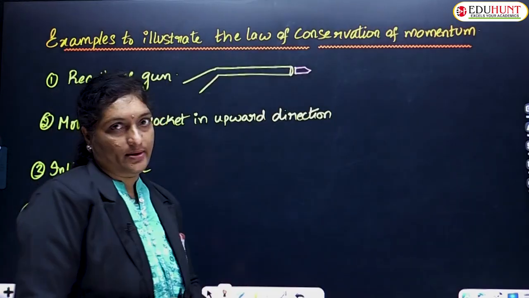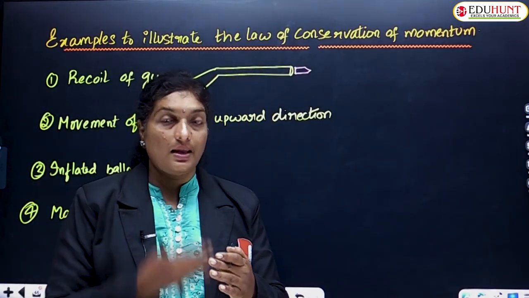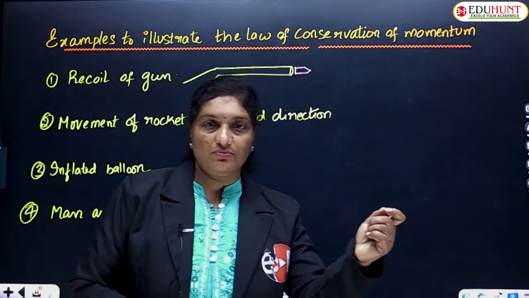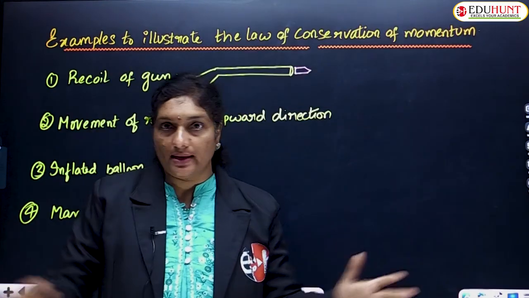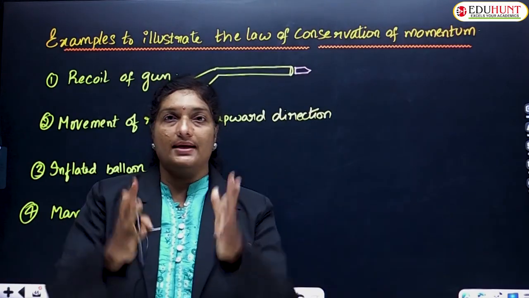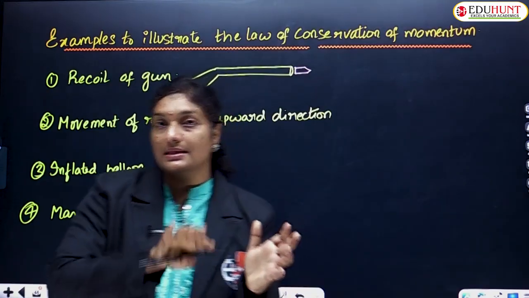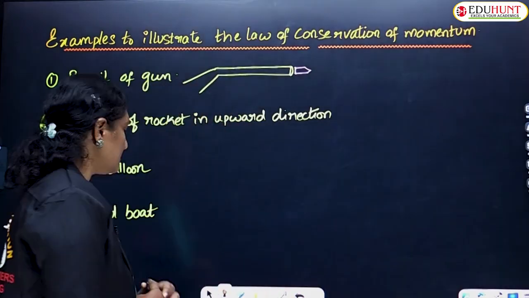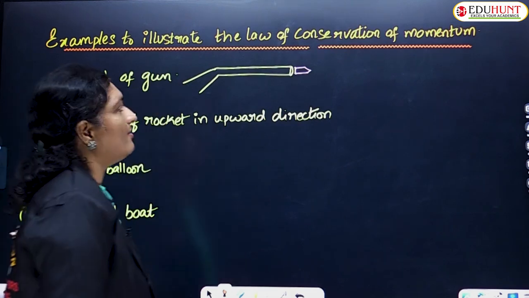When it is fired, we know that the bullet moves forward. In order to conserve the momentum, as the bullet moves forward, according to Newton's third law, and as there is no net external force acting on the system, only the bullet and gun form the system, just the bullet is being fired. So what happens? The gun gives a backward jerk to maintain the law of conservation of momentum. Is that clear children?